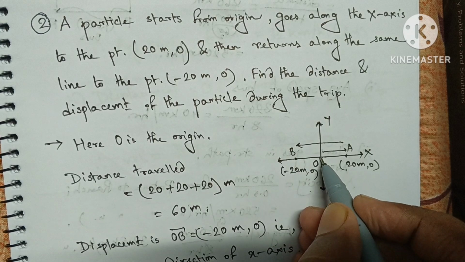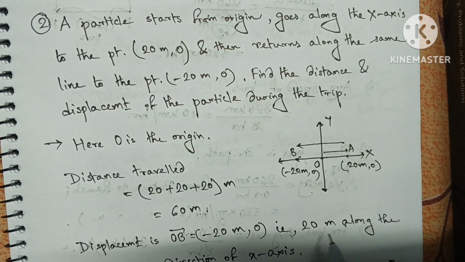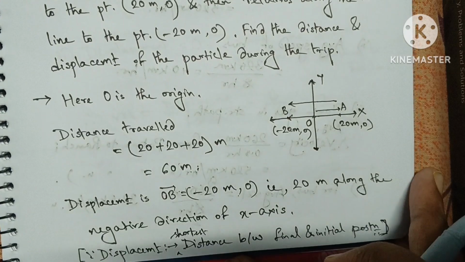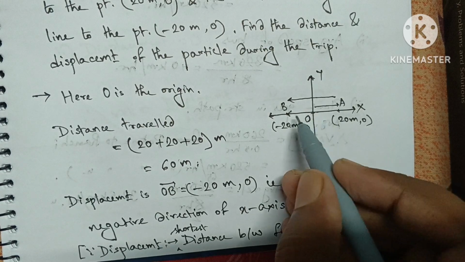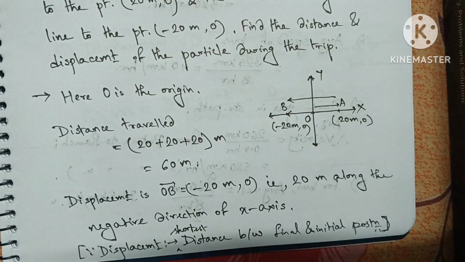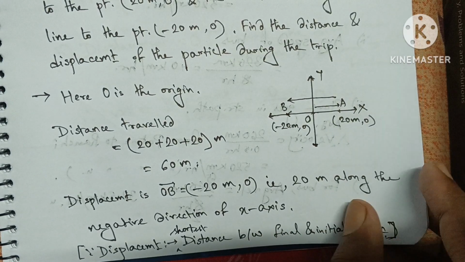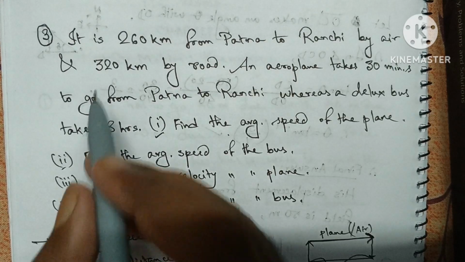But displacement is O to B, right? That is OB is equal to minus 20 meter, 0, and that is 20 meter along the negative direction of the x-axis. This negative sign denotes that it is along the negative x-axis direction. And we know the displacement is the shortest distance between final and initial position. Initially the particle was at O and the final position of the particle is B. So obviously the displacement is minus 20 meter, 0.